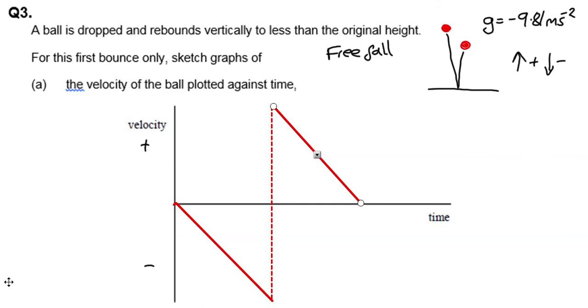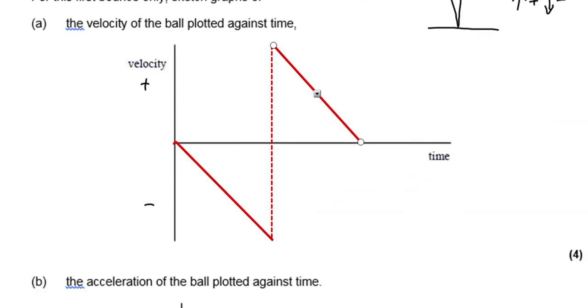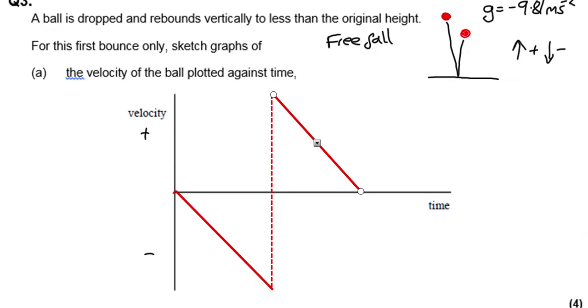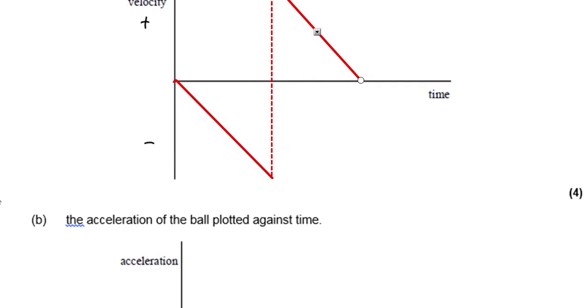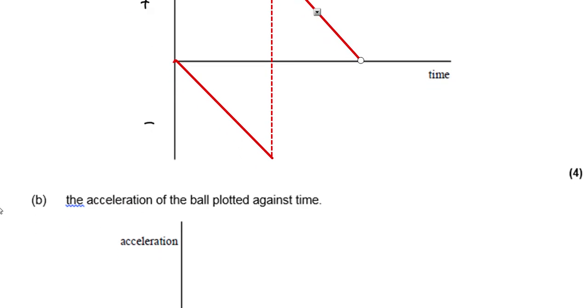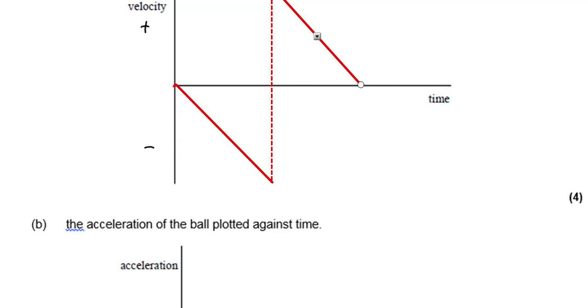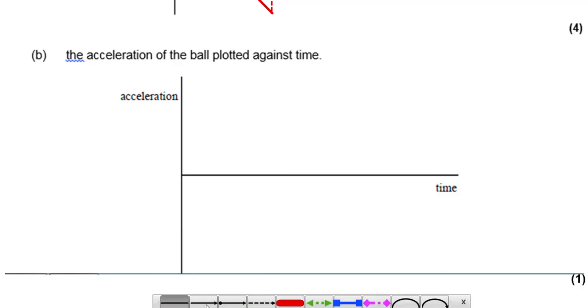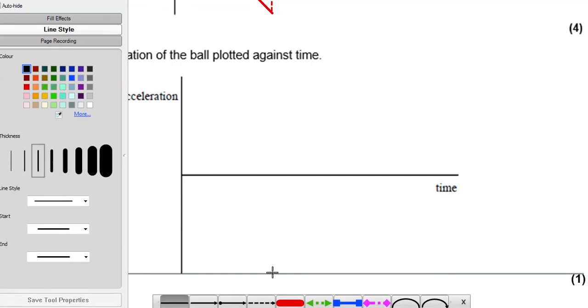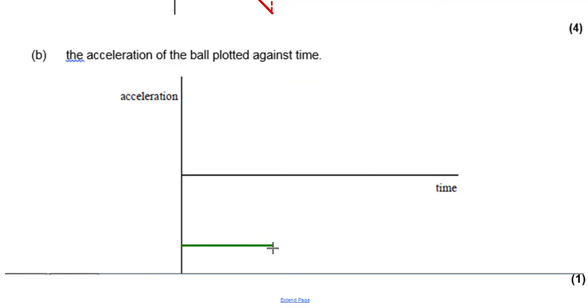Now, the second bit of this, I don't entirely agree with the marking scheme. I know you hate me saying that, but I don't entirely agree with it, because they've said, plot a graph of the acceleration of the ball against time. I'm thinking, okay, first bit of the graph, it's slowing down, its acceleration is your usual minus 9.81. So let's just say, minus 9.81, and I'll carry that on just until it's around about the same place as that little dotted line.